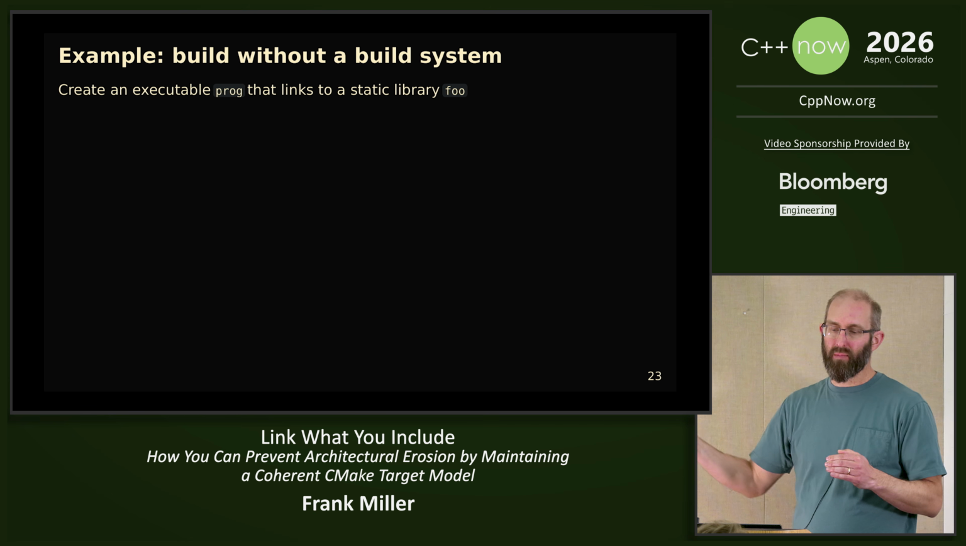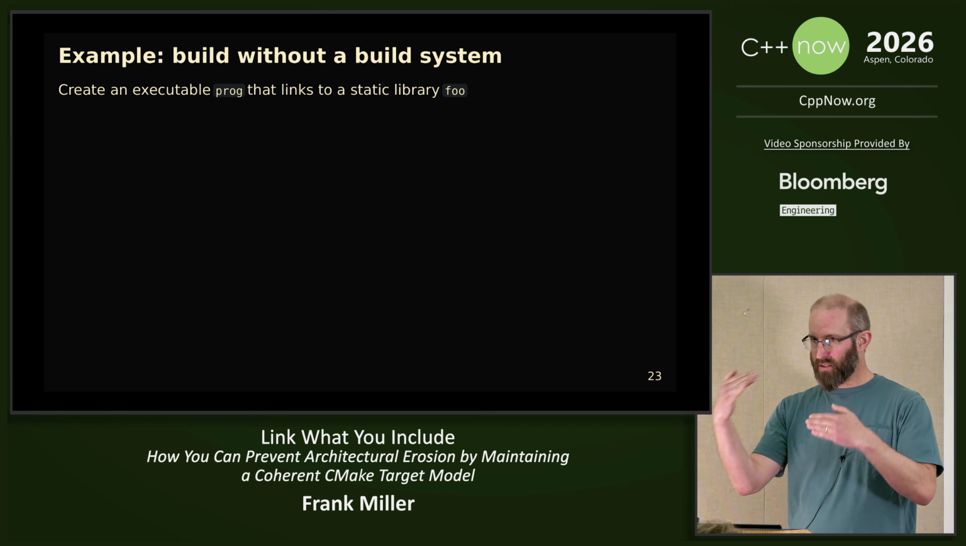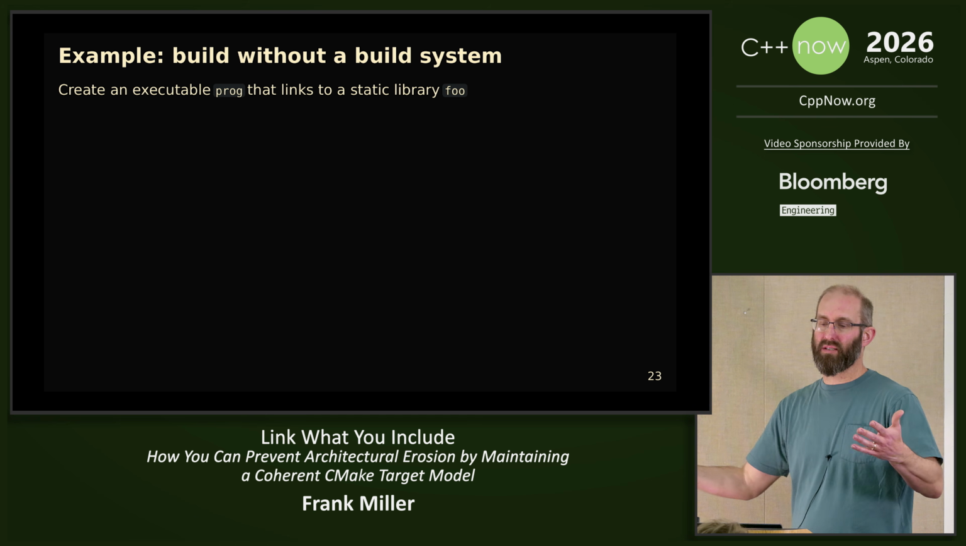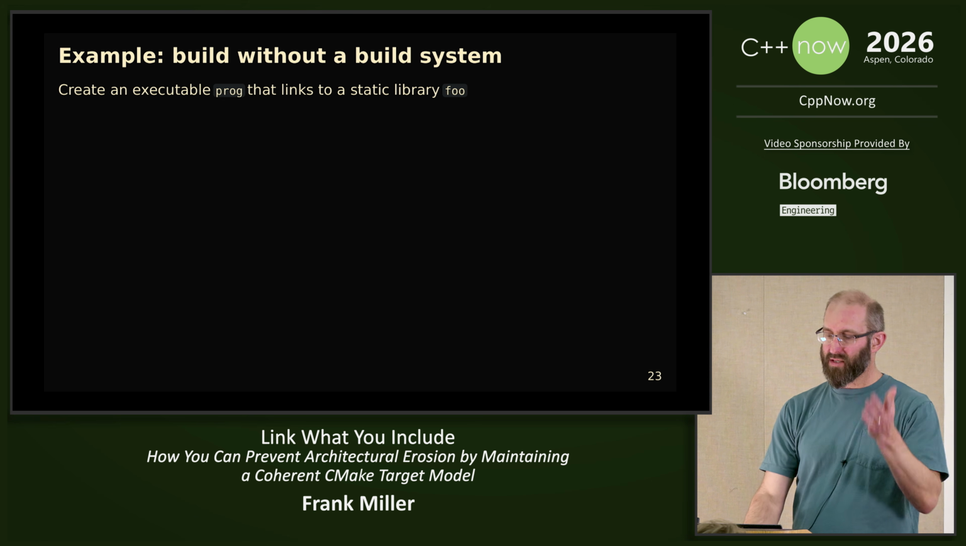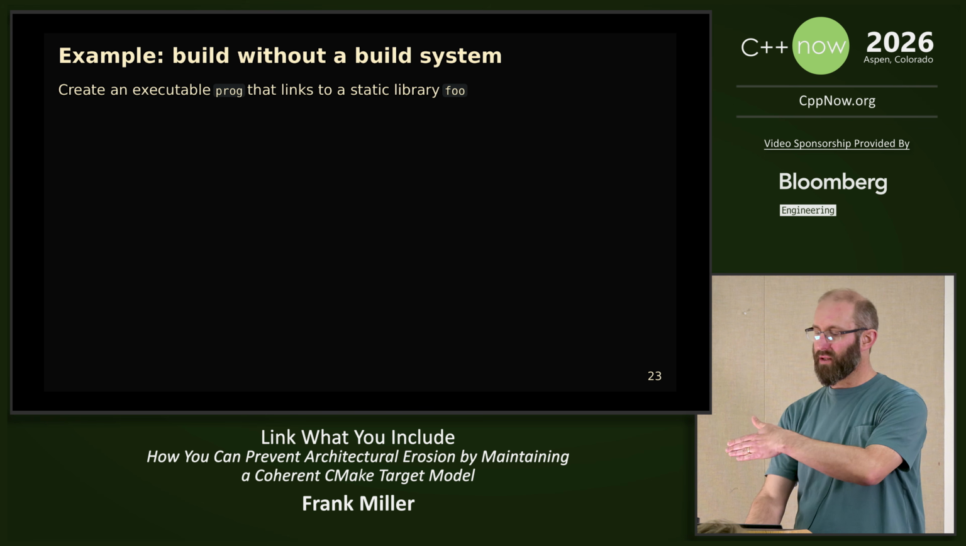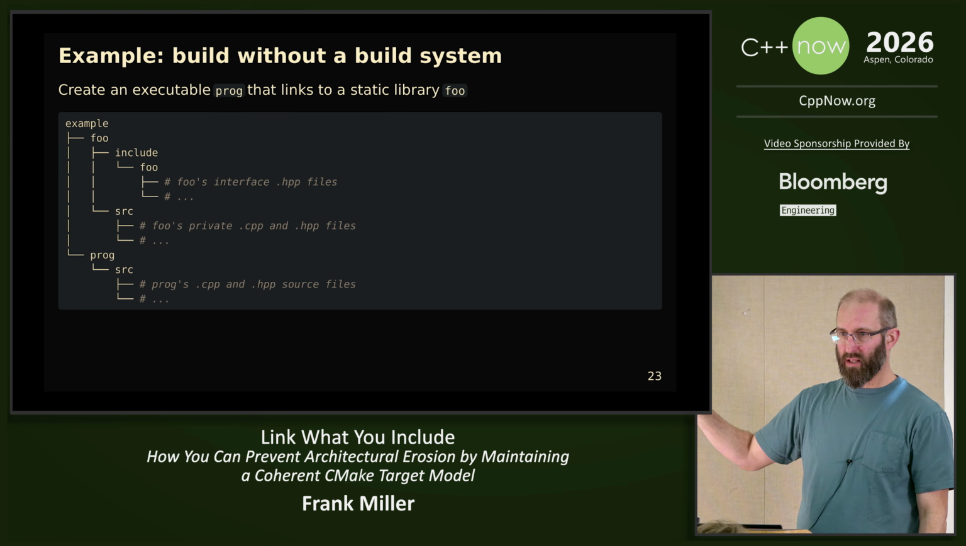And so I'm going to build up a really simple example from the ground up where I'm showing you the actual compile commands and link commands, and then I'll convert that to CMake, and we should be able to see what's going on. So I'm going to make a very simple prog executable. It's going to link to a static library foo. And this is going to be the way I'm going to lay out the source code.